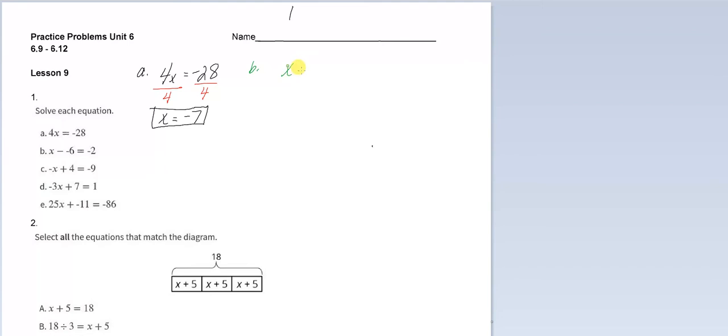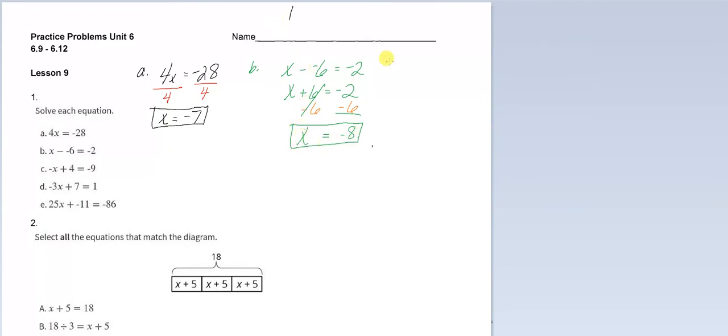B says x take away negative 6 equals negative 2. And we actually did these problems last week in class, so if you remember them, you should be able to kind of go back and see how we worked those out. This one would look like this, and so we would subtract 6 from both sides to find out what x is equal to. 6 minus 6 is nothing, so that makes nothing. And negative 2 subtract 6 is negative 8. So that one turns out to be negative 8 as a solution.